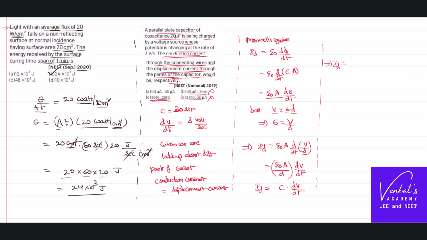C is given as 20 microfarad, 20 into 10 power minus 6. dV by dt is given in the problem as 3 volt per second. So this becomes 60 into 10 power minus 6, that is 60 microamperes. This is the displacement current, and it is also equal to the conduction current, because in a circuit both are the same. First it passes like a conduction current, then it becomes a displacement current. So 60 and 60 becomes the answer to our problem. That's how we solve this problem. Thank you for watching.